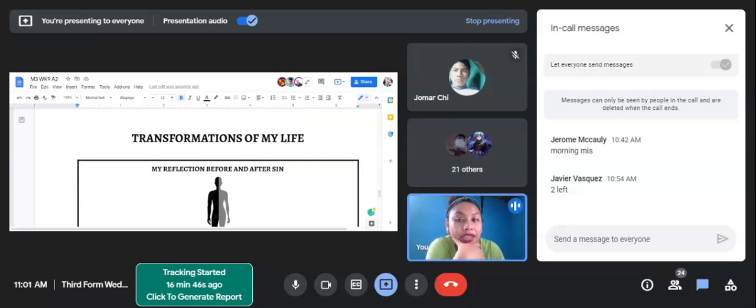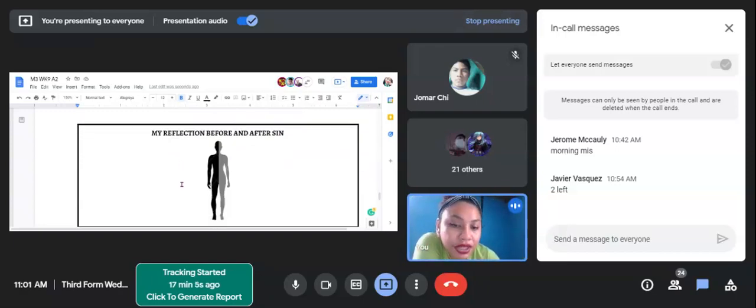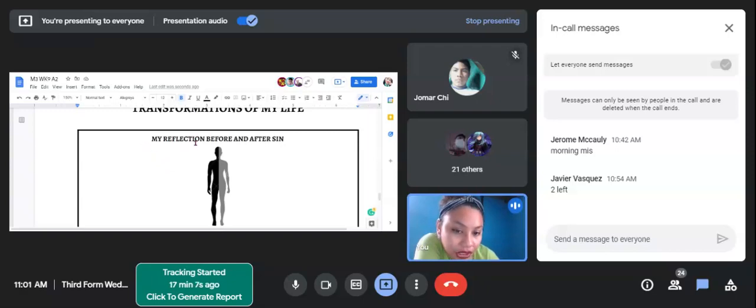Right here, transformation in my life. If you are doing it manually, you can either print this page and put it there, or you can just do the page over. Those of you doing it electronically, you can just copy this and paste it in wherever you are doing it. Now, the transformation in my life, we have talked about this when we did the reflection before and after sin.